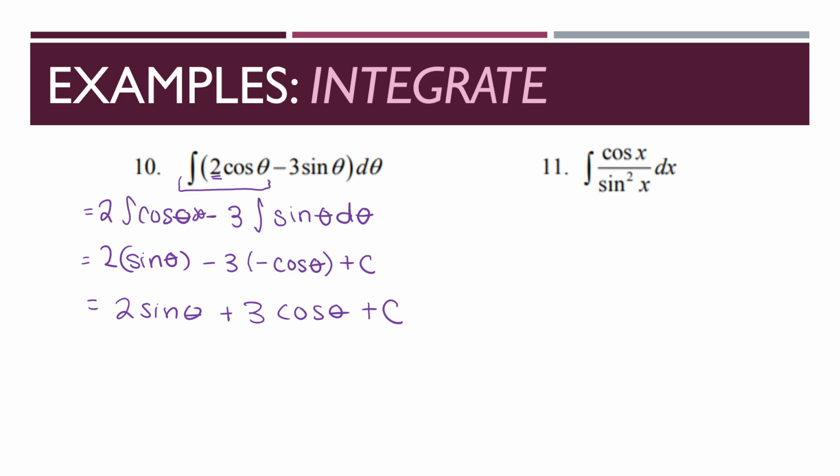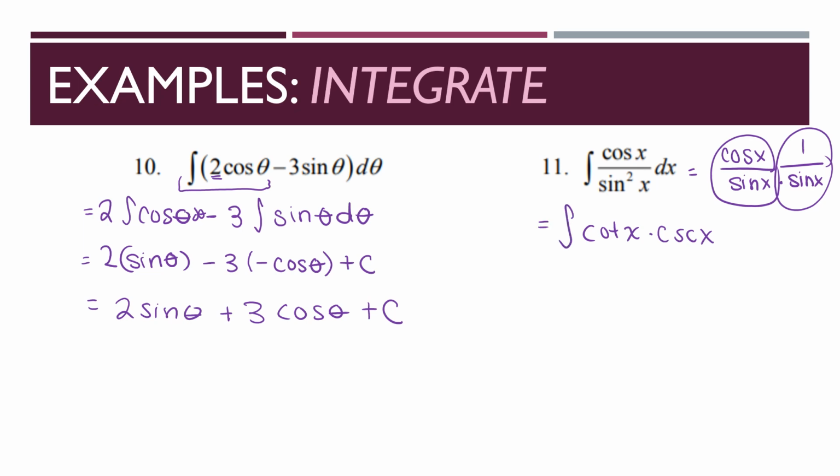All right, so 11's a little sneaky. We're going to need some of our pre-calc knowledge of our trig rules to solve this one. So if we rewrite this one, I could rewrite it as cosine of x multiplied by 1 over sine x. So I'm splitting up that sine squared x. And then I can see cosine over sine. That's cotangent. And 1 over sine is cosecant.